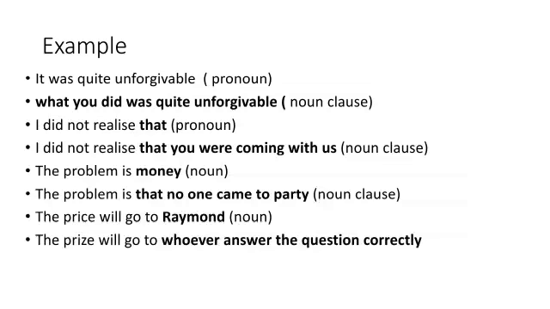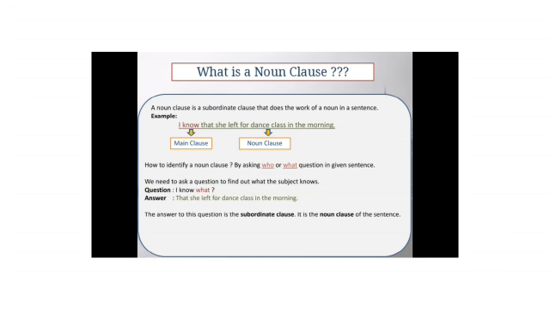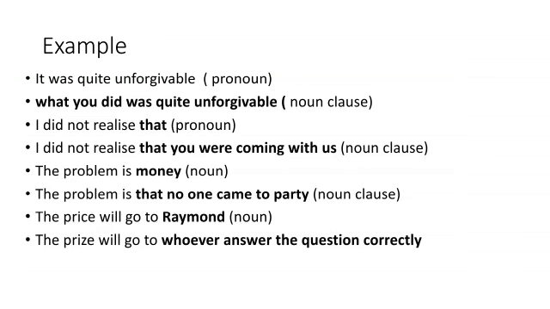The subordinating conjunction here is that. That you were coming with us: you here is a pronoun. It contains a subject and a predicate, so it is a clause, but a subordinate clause because it depends on I did not realize. This is the independent clause, so that you were coming with us is a subordinate noun clause started with a subordinating conjunction.